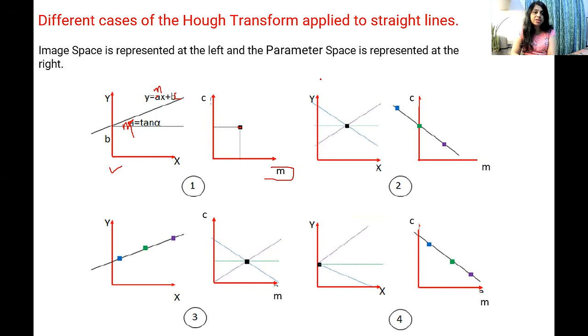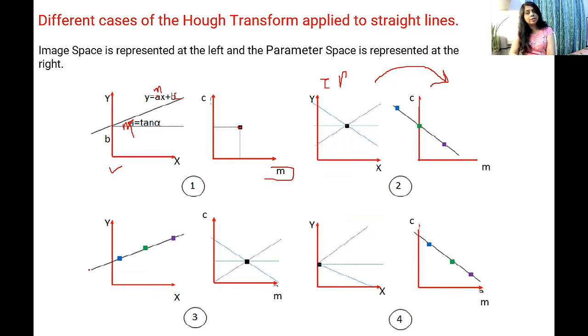Now here is the second example, in image space. In image space, there is a single point in black color, and there are three lines: purple, blue, and green. So when we map these into parameter space, for the three lines you will get 3 points, and for the single point you will get a single line. Since all 3 lines are crossing at the black point, it means these 3 points are lying on this line. That means they are collinear points on this straight line.